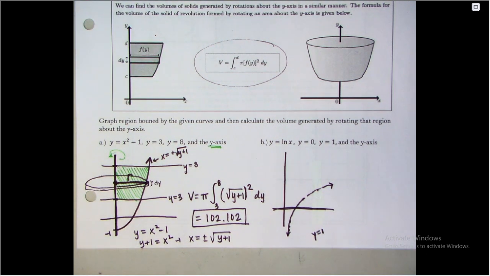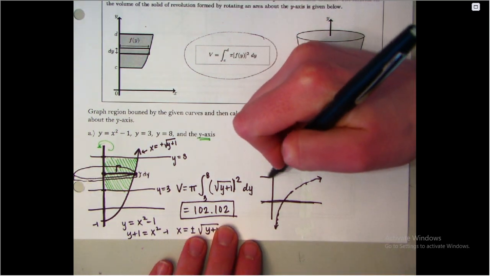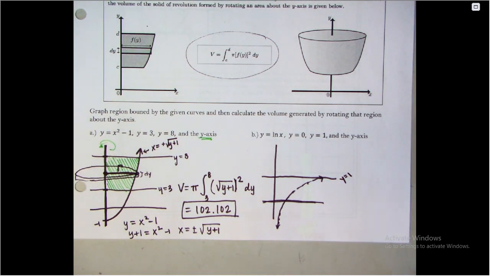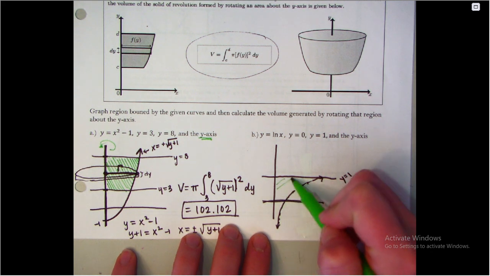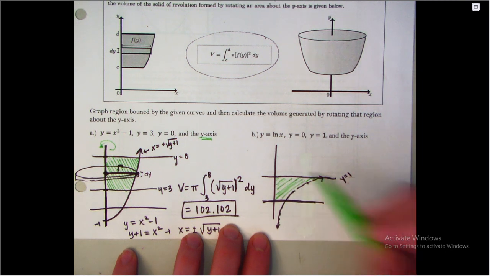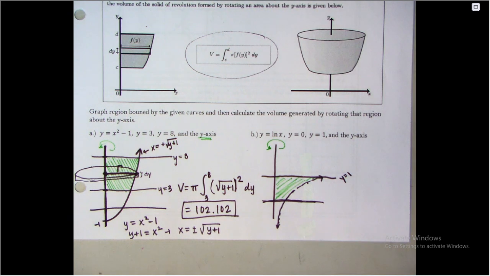There we go. Y equals 1 is a horizontal line. You guys probably caught that even before I did. Y equals 1 should be going this way. And what that means is that my region needs to be bounded by log x, y equals 0, y equals 1 on the y-axis. My region is this portion right here. And I'm rotating it around the y-axis.